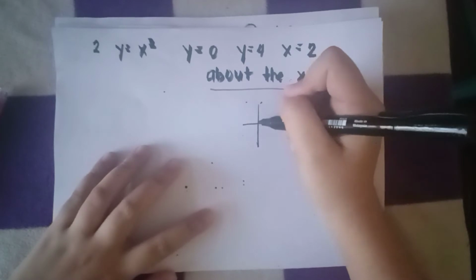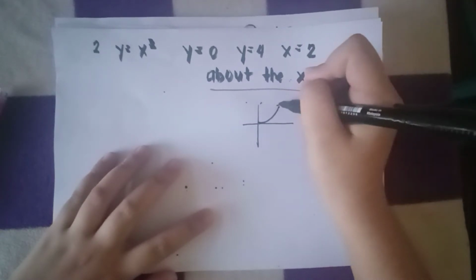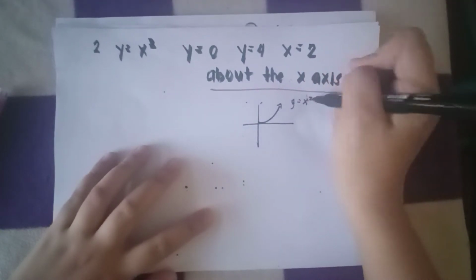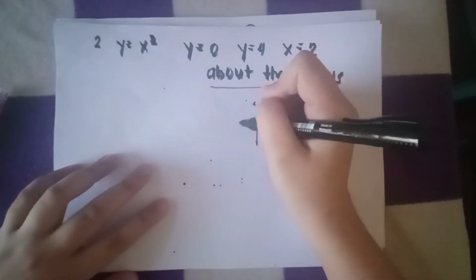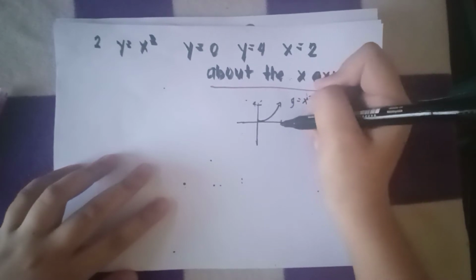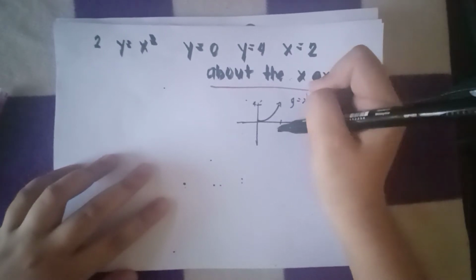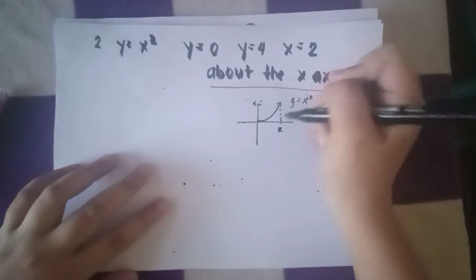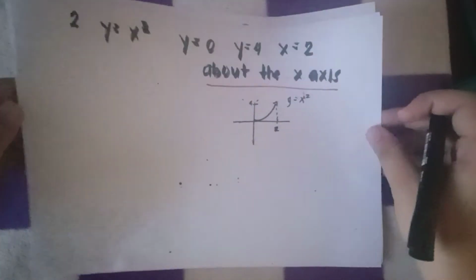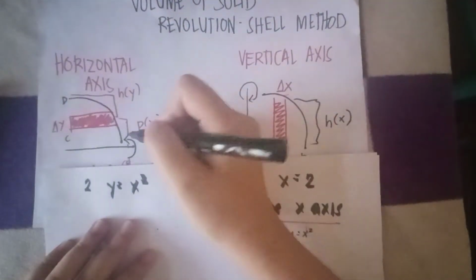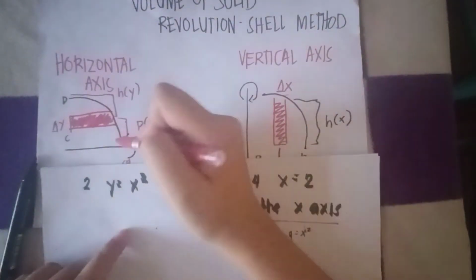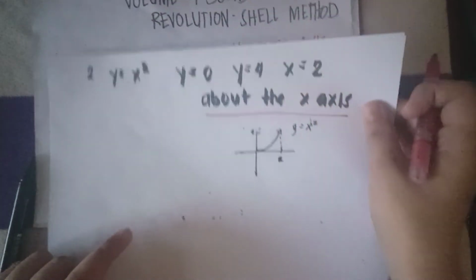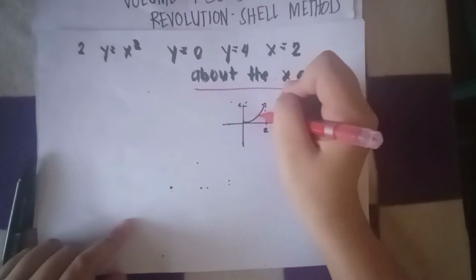y is equal to x squared is somehow like this. Then, meron tayong given na y is equal to 4. And then, meron tayong given na x is equal to 2. So, dahil po about the x-axis yung ating given, ano ba ibig sabihin ng about the x-axis? Sa x-axis po ang ikot. So, ibig sabihin niyan, sa x-axis tayo iikot. So, ibig sabihin po niyan, ang ating cylindrical shell is pag ganito.